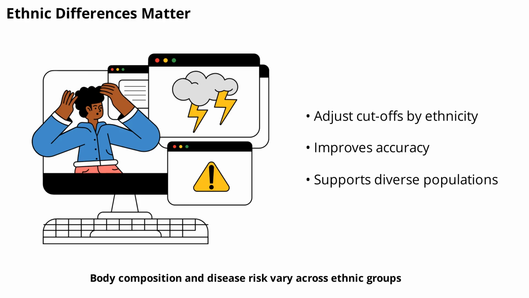Body composition and disease risk vary across ethnic groups. Practitioners must consider these differences when interpreting BMI, WC, and other measures. Using appropriate cutoffs and reference data ensures more accurate assessment and better health outcomes for diverse populations.